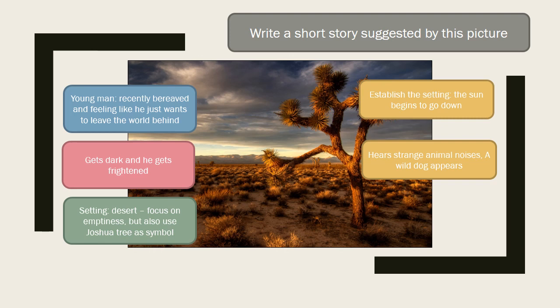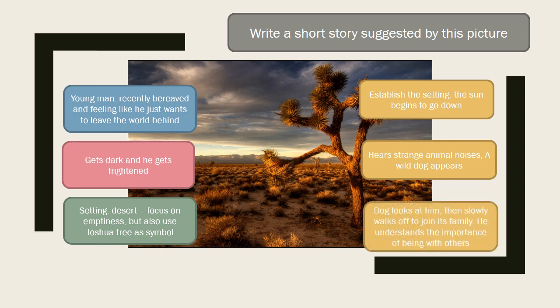I'm going to then move on with this getting dark and getting frightened. To get the frightened idea across, I'm going to go to sound. I'm going to have strange animal noises appearing around. And then apparently out of the middle of nowhere, a wild dog is going to appear. I talked about the idea of him getting frightened as it gets dark, and this is what's going to cause this. A wild dog is going to appear right in front of him, potentially snarling or maybe just staring at him like it's some kind of strange demon or whatever, like it's the last thing he's going to see.